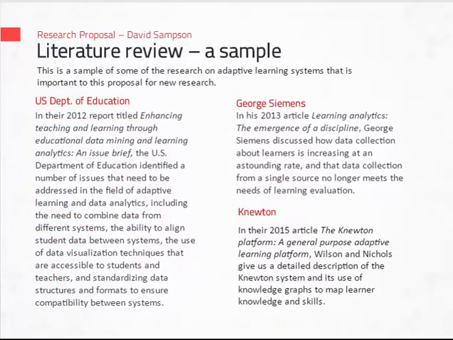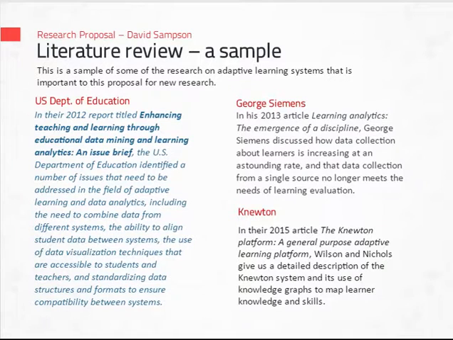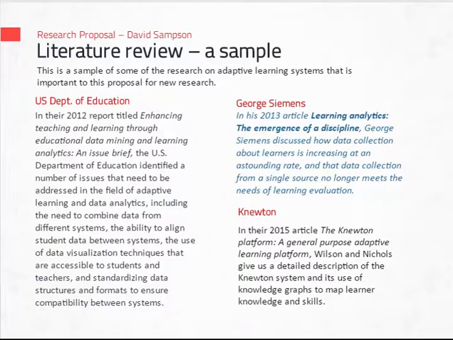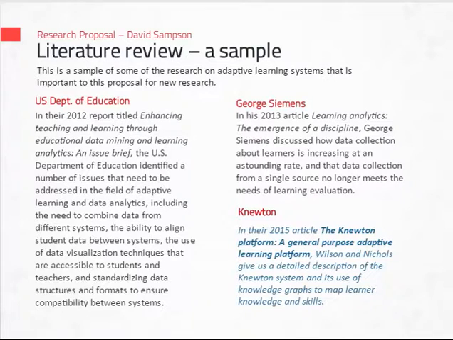There are 3 reports I want to highlight. The U.S. Department of Education identified a number of issues that need to be addressed in the field of adaptive learning, primarily around the issue of combining data from different systems. George Siemens, in his article Learning Analytics and the Emergence of a Discipline, discussed how data collection from a single source no longer meets the needs of learning evaluation. And Newton, one of the largest adaptive learning systems, describes how they use knowledge graphs to map learner knowledge and skills.